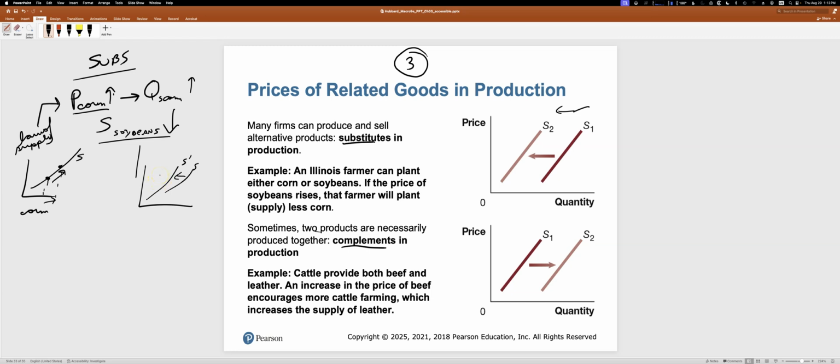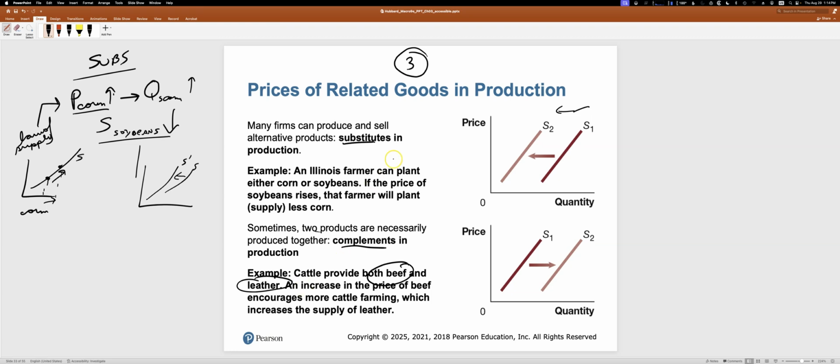The alternative to the substitutes in production are the complements in production. I always love this example. As a person who's not a vegetarian, this would be that if I were in the beef business, meaning I'm taking the insides out of the cow to eat them, I probably am also going to wear their skin. So that would be the leather. So as I change my production of beef, it's also going to, as a consequence, change my production of leather.